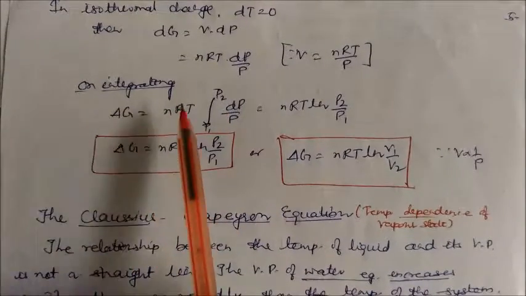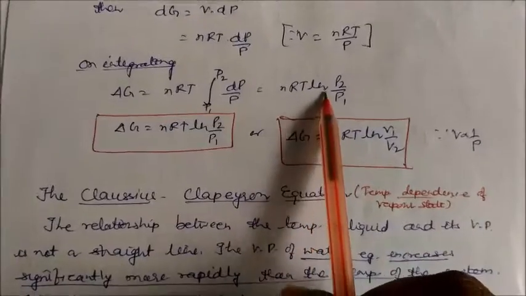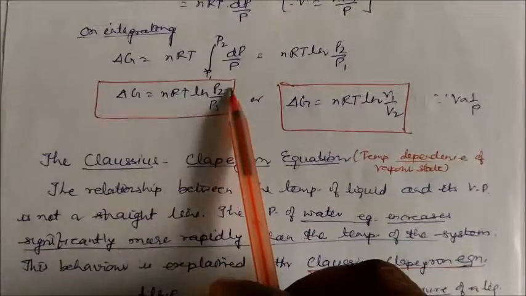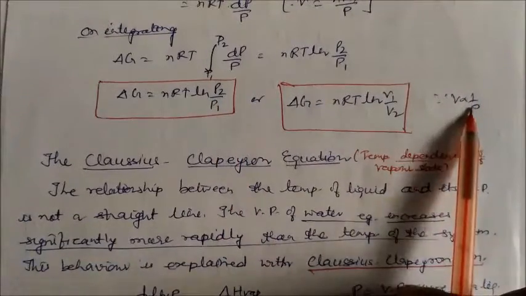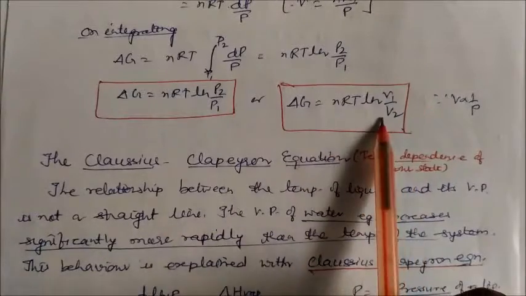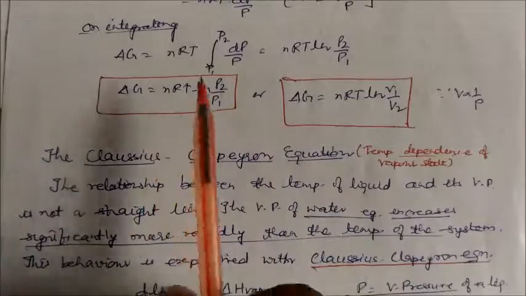Delta G is equal to nRT integral from P1 to P2 of dP by P, and finally we get nRT natural log P2 by P1. So we will get two equations. One is in the form of P2 by P1, and since PV is constant, V is inversely proportional to P, so we can again write delta G is equal to nRT natural log V1 by V2. So we are getting two forms of equation when the process is isothermal.